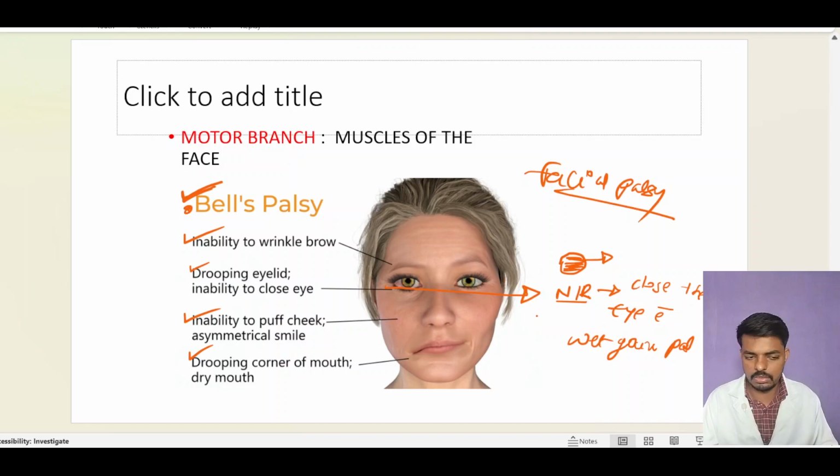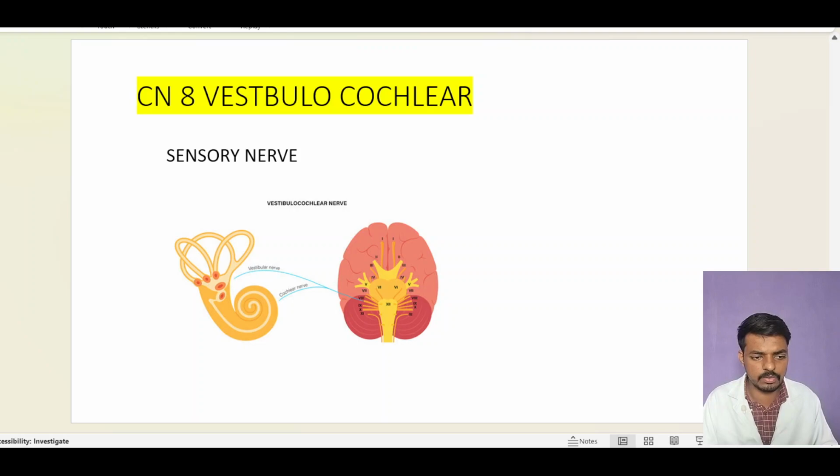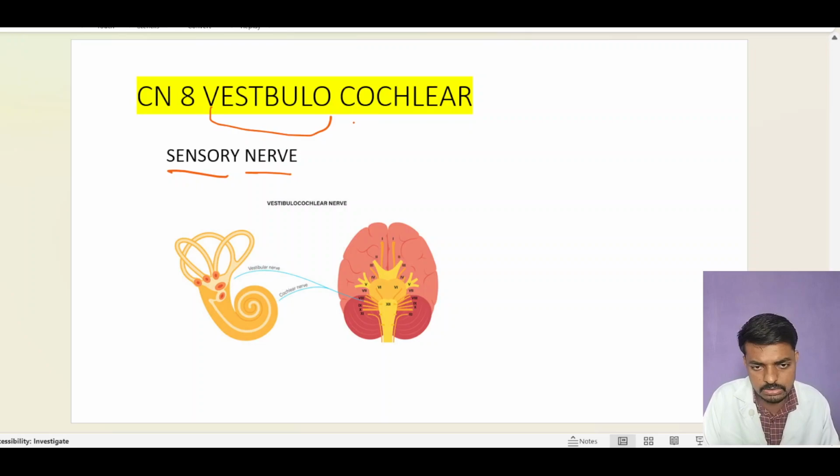Here comes the facial nerve, and the next nerve, very important, is the vestibulocochlear nerve, which is a pure sensory nerve. We have two parts here: one is vestibular and the other is cochlear. The vestibule is part of the inner ear that is responsible for balance, and the cochlea is also part of the inner ear, responsible for hearing.